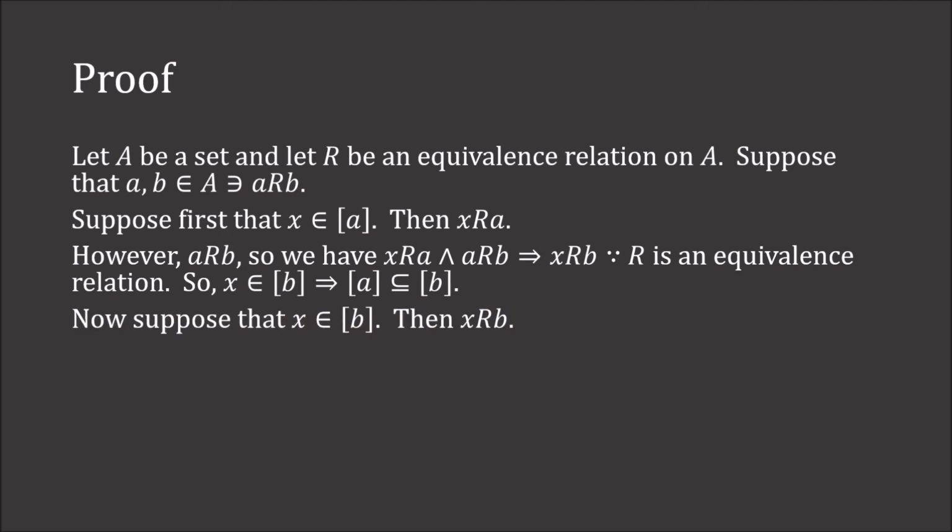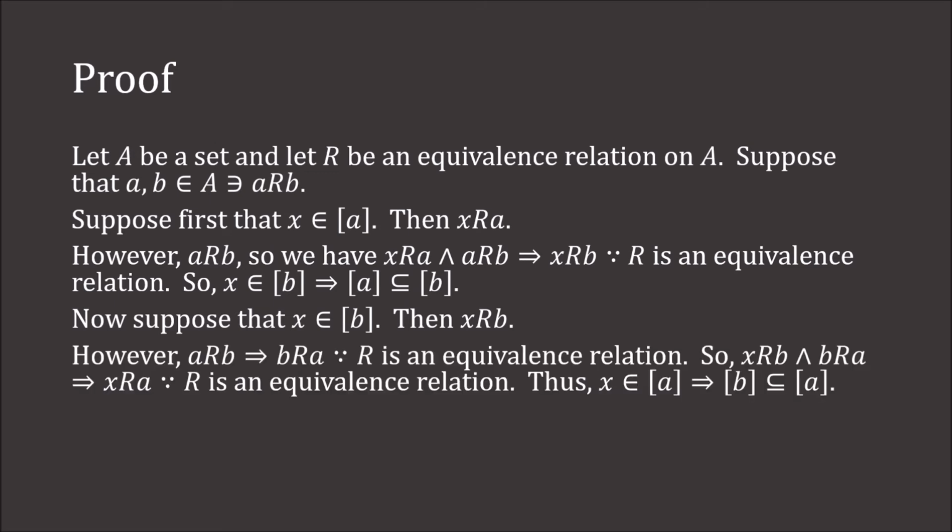Now suppose that X is an element of the class of B. Then this means that X must be related to B. However, again, we know that A is related to B, and so we also know that B is related to A, once again because R is an equivalence relation, meaning R is symmetric. So now we have X is related to B, and B is related to A, so we can conclude that X must be related to A, again because R is an equivalence relation. So this means that X is in the class of A, which means that the class of B is a subset of the class of A. So the class of A must be equal to the class of B, and the proof is thus complete.